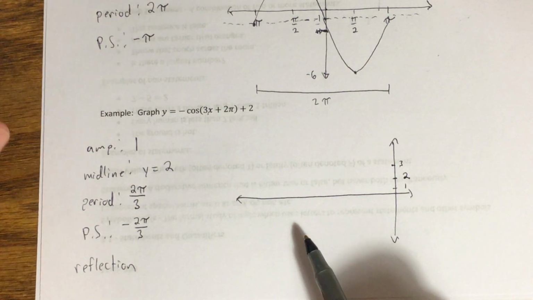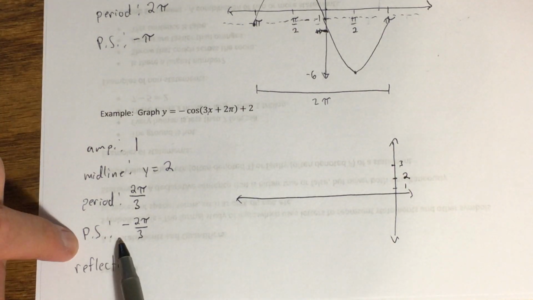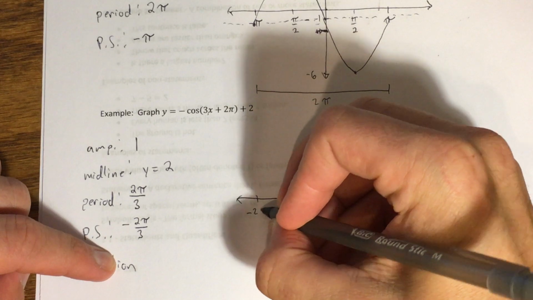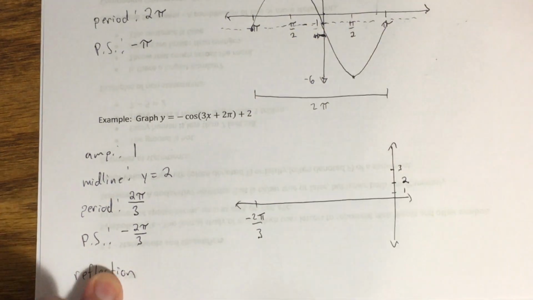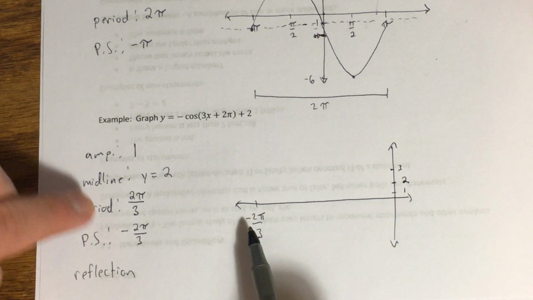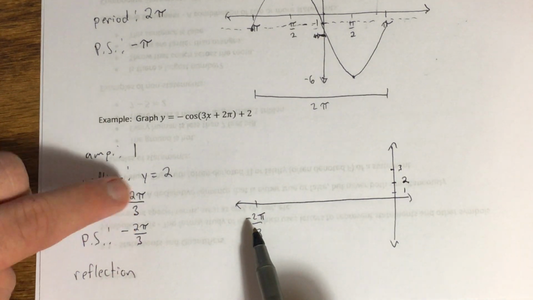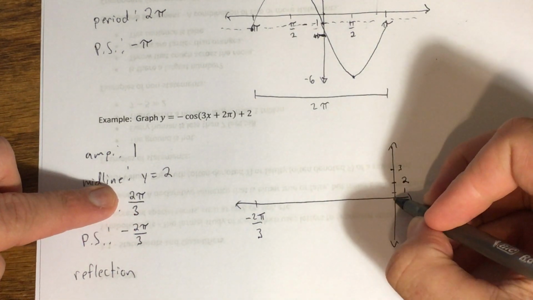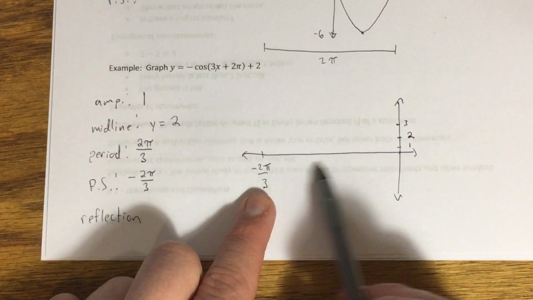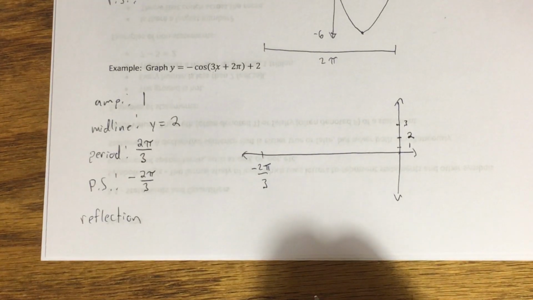Now labeling my x-axis, take your phase shift, -2 pi over 3, and that becomes your left end point for that interval. Take the period, add that to get the right end point. What is -2 pi over 3 plus 2 pi over 3? Well, that would be 0. Okay, so from here to the origin, that's the interval that we're graphing over.